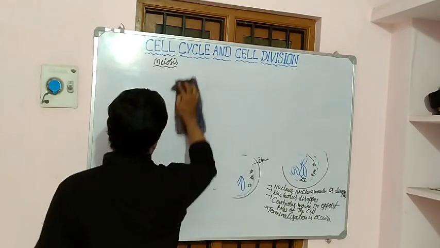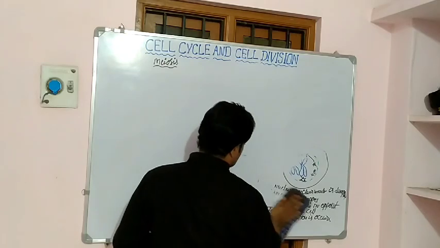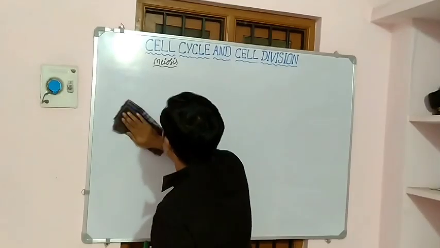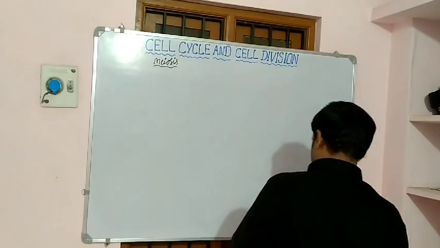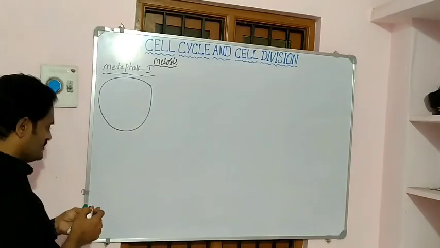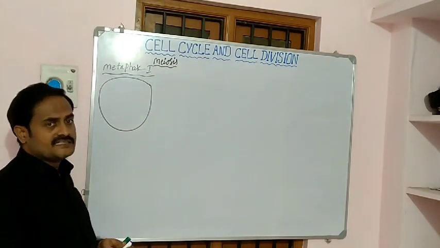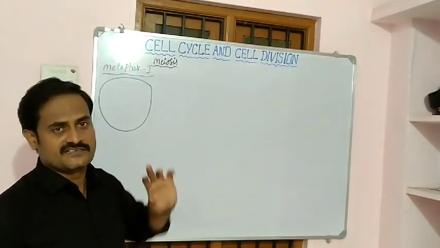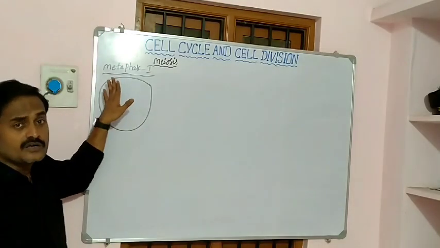See, prophase 1 completed. Now coming to the metaphase 1. See, metaphase 1. This is the cell. Here the nuclear membrane has already disappeared in the diakinesis, so there is no need to draw the nucleus.